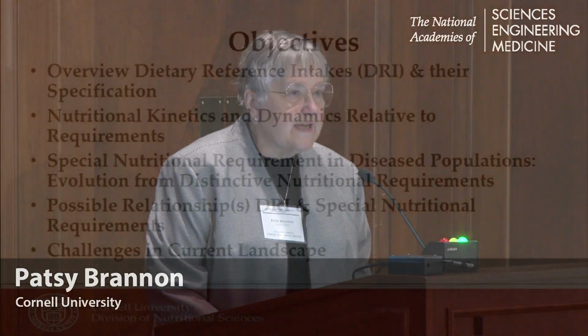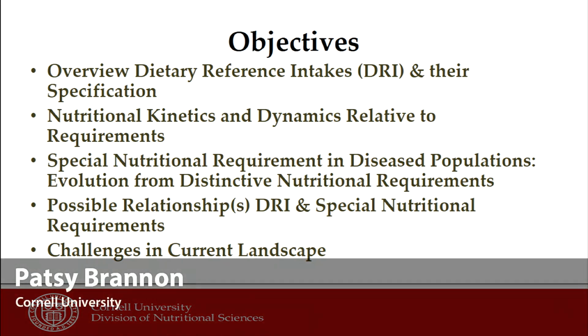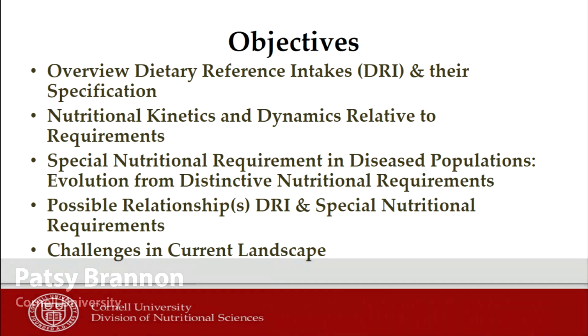I have a few disclosures which you can take a look at, and I want to talk about the objectives for the next 20 minutes. So one objective is to overview the dietary reference intakes and their specification. For many of you, this will be a review. I want to talk a little bit about nutritional kinetics and dynamics relative to the requirements, and then move into special nutritional requirements in diseased populations and approach this as an evolution from distinctive nutritional requirements.